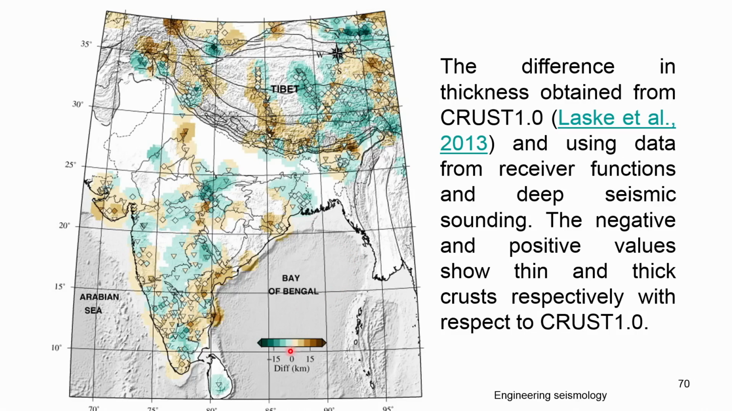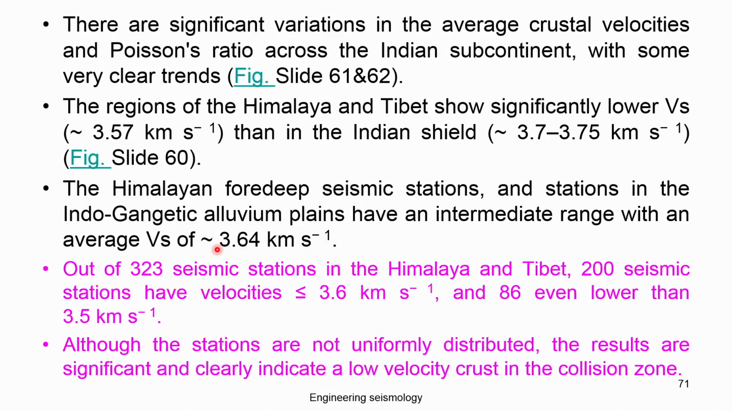So there may be variation, you always expect that, because Crust 1.0 talks about the global scale, and depends on what model they used, and he has done his own receiver function analysis, which will be more authentic. But when you talk about the international community, you have to validate and compare with the global level comparison. So there are significant variations in the average crustal velocity and Poisson ratio across the Indian subcontinent, with some very clear trends, which we discussed in the previous slide.